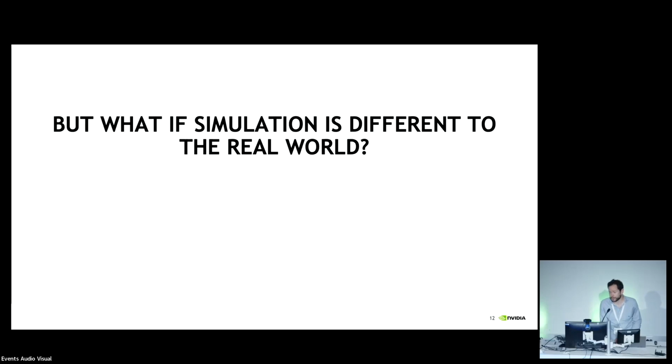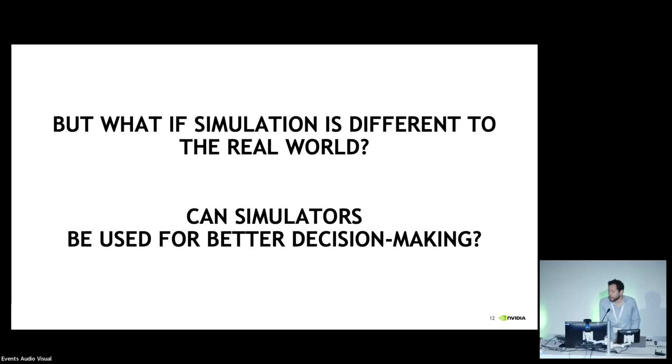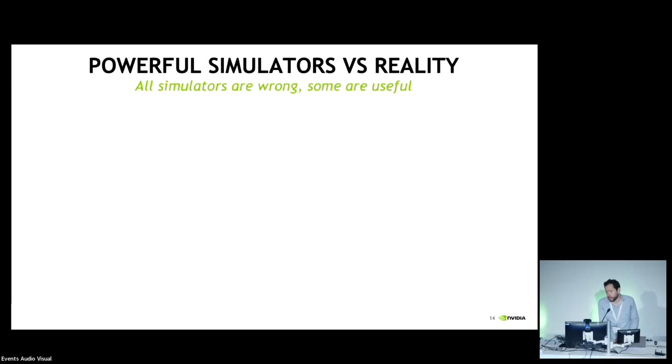And then if the simulation is different to the real world, how can you better do decision-making in that? So based on this, we started looking at what is actually involved in the process of capturing the uncertainty of the physical world inside our simulator. I like to say all simulators are wrong, some are useful.